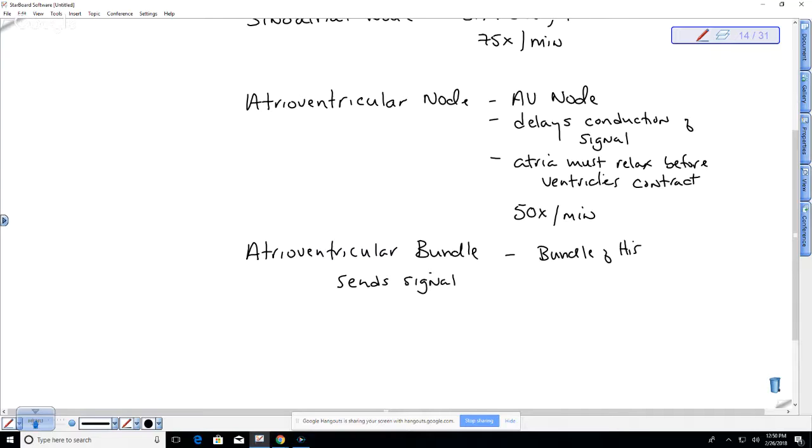If they contracted from the top down, all the blood would be forcefully pushed to the bottom of the heart, and that could cause damage to the heart wall. You would also have turbulence in the blood, but we want the blood to flow very smoothly in a laminar fashion, okay? So this sends the signal to the bottom of the ventricles.